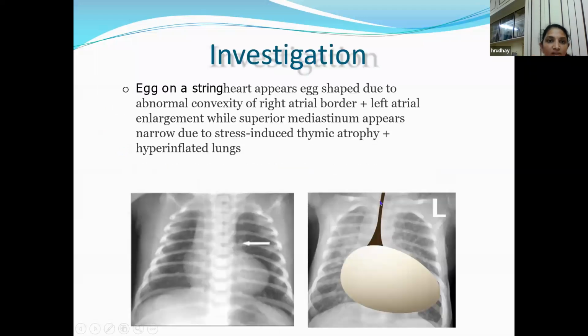lung fields. X-ray shows an egg on a string appearance. This is the string and this is the egg on a string appearance. This egg on a string appearance is due mainly to the convexity of the right atrial border with left atrial enlargement, while the superior mediastinum appears narrow due to stress thymic atrophy, with hyperinflated lung fields. That is, plethoric lung fields are seen.